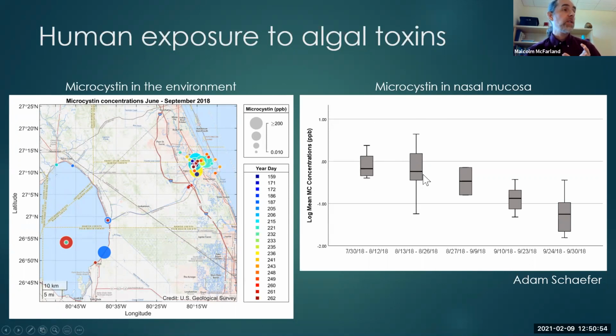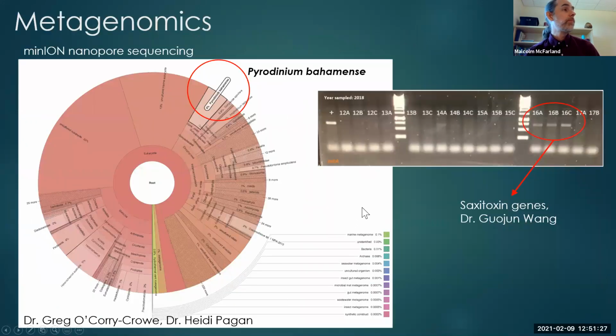The concentrations of that toxin were relatively high when the concentrations of the toxin were high in the environment. We missed the beginning, but we caught the tail end of it. As the toxin went away, so did it go away in people's noses. So it is possible for people to be getting exposed to these toxins. Whether or not these are problematic levels, whether these are going to lead to illness, we don't know. Hopefully not, but it does seem to be detectable.